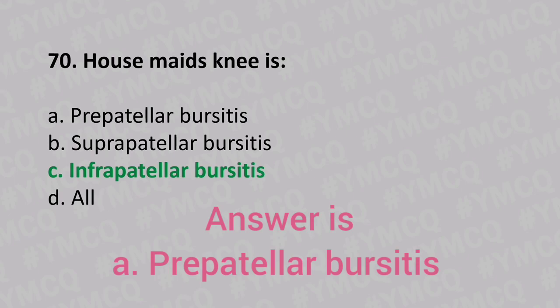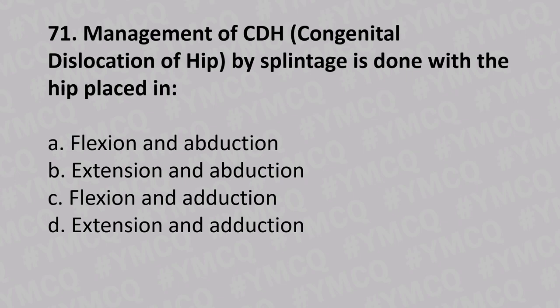Management of the CDH, or congenital dislocation of the hip, by splintage is done with the hip placed in: option A, flexion and abduction. Option B, extension and abduction. Option C, flexion and adduction. Option D, extension and adduction. And the answer is option A, flexion and abduction. Moving to our 72nd question.